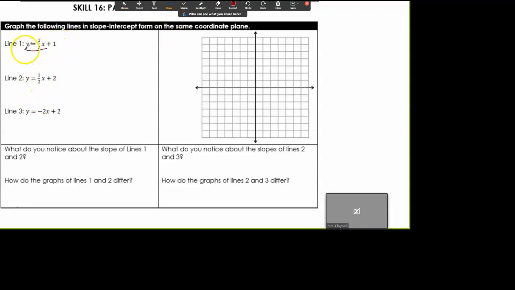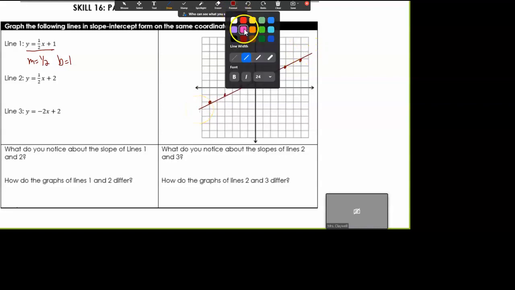We're going to go ahead and graph lines 1, 2, and 3. Line 1 I'm going to graph in this color. My slope is 1/2 and I'm starting at 1. Up 1 over 2, up 1 over 2, up 1 over 2. And that's line 1.